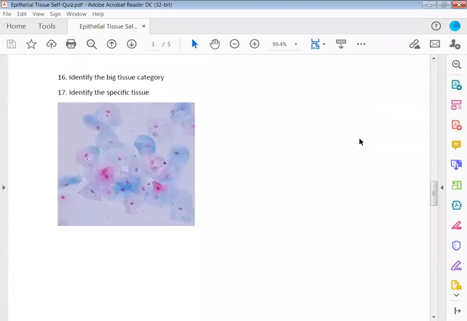This one right here, identify the big tissue category is going to be epithelium or epithelial. The specific tissue is going to be simple squamous epithelium. You know it's simple squamous because it looks like fried eggs. So here is one fried egg with the yolk in it. That yolk part right there is actually the nucleus. But if it looks like a fried egg, we know that it is simple squamous epithelium.